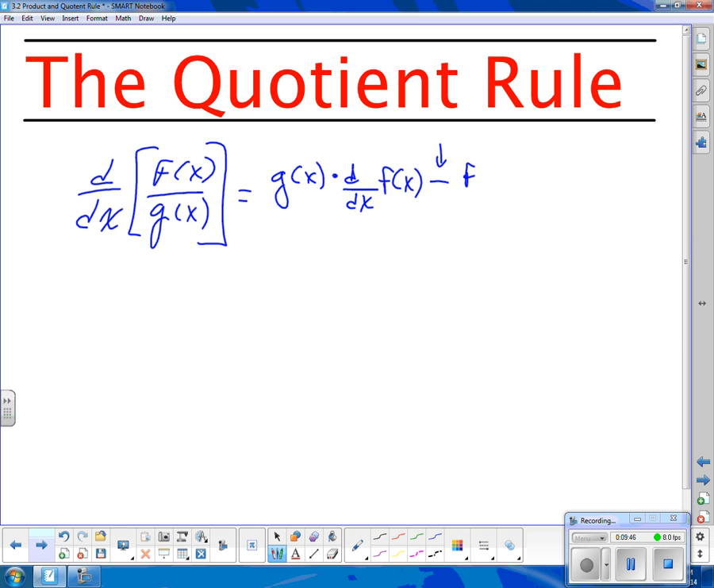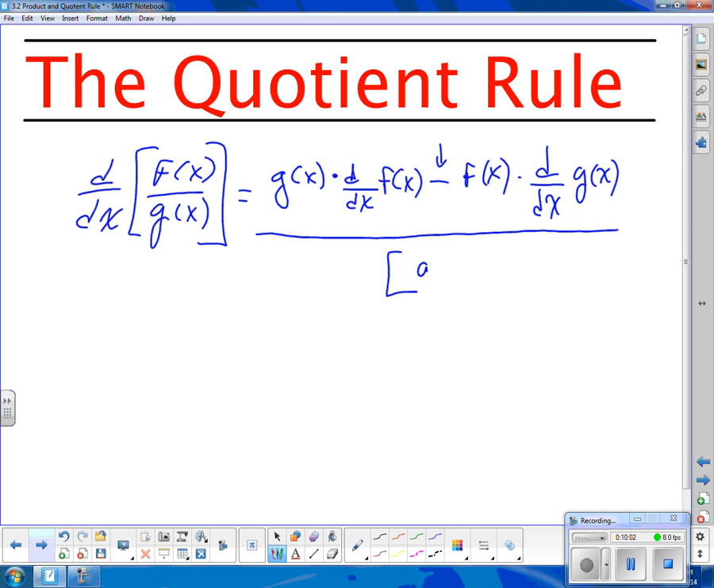And we're going to multiply that by f of x, which is the function in the numerator, times the derivative with respect to x of the function in the denominator. And now I'm going to make a very big fraction bar, because what goes in the denominator of this is the function on the bottom, g of x, but squared. So that is the quotient rule.